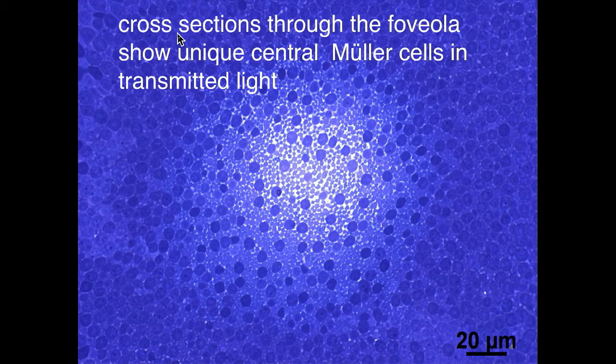Here we see a cross section through the foveola of a monkey eye, and in the center of the foveola we find very unique prominent Müller cells. They can be recognized as white dots. Here the diameter of this area is around 100 microns.